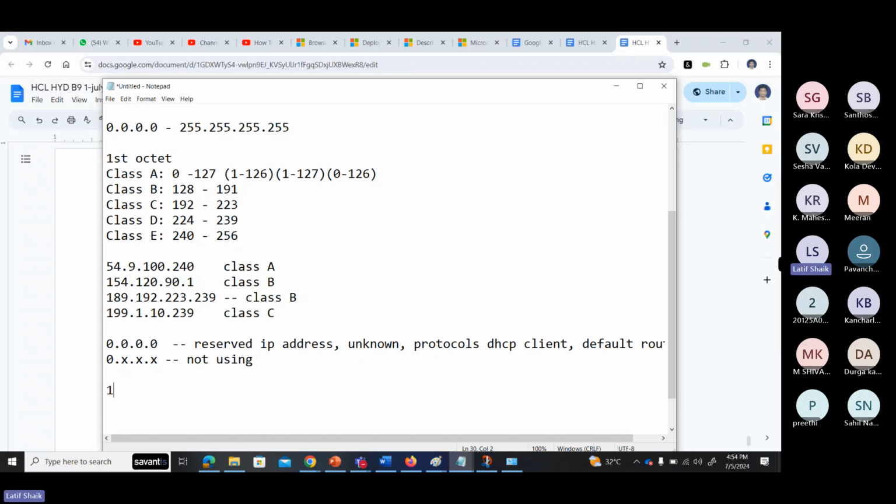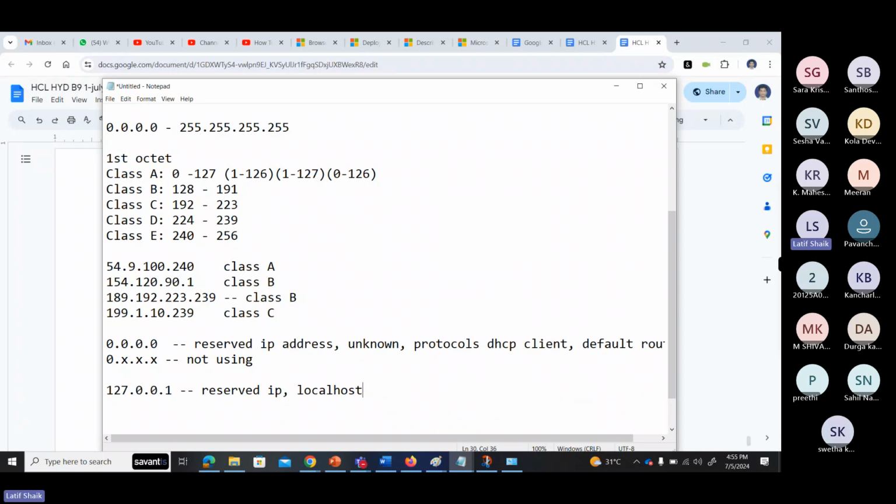Next, 127.0.0.1. This is also reserved. If anybody asks why we are not using it, it is a reserved IP. It is called the localhost IP address, and it is also the loopback IP address.